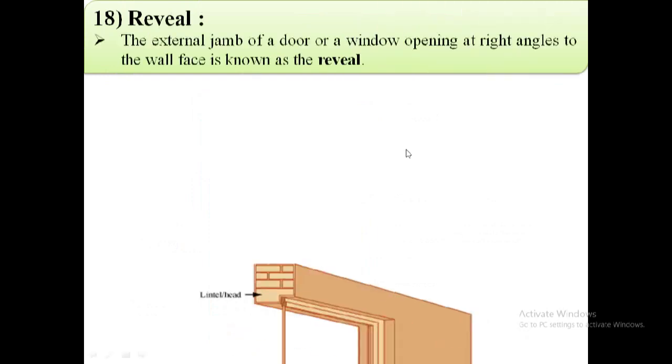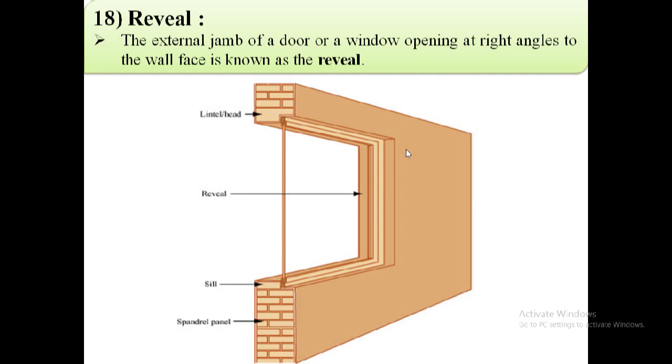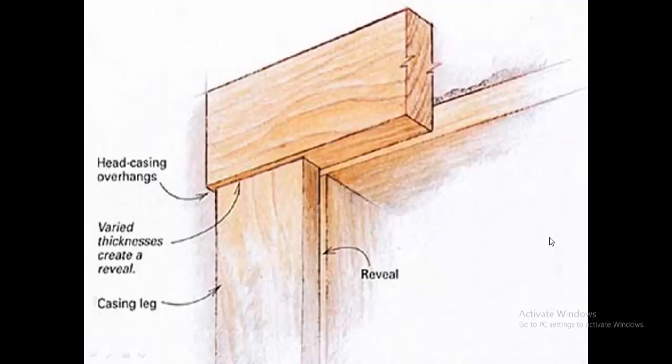Next technical term is reveal. The external jamb of a door or a window opening at right angles to the wall face is known as the reveal. So, in this image you can see this one is the reveal, which is the external jamb of door or a window opening at right angles to this wall face. So, here you can see this is the reveal.